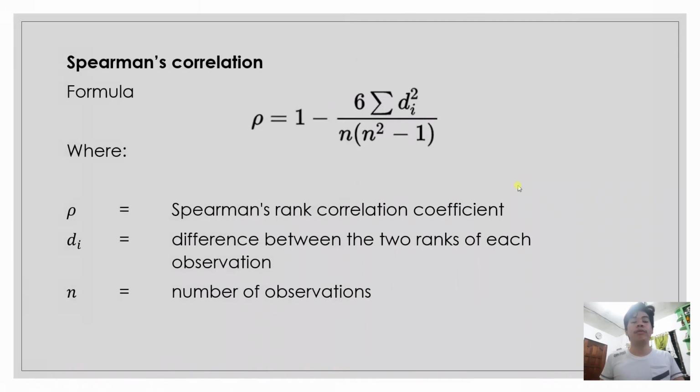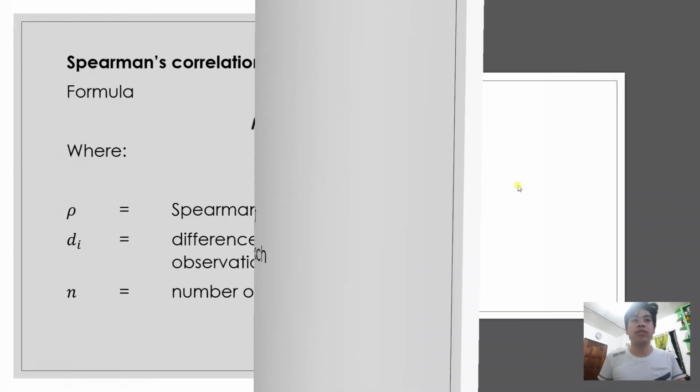The Spearman correlation formula is rho equals 1 minus 6 times the sum of d sub i squared, over n times n squared minus 1. The rho here is the Spearman rank correlation. The d sub i is the difference between the two ranks of each observation, the rank of x and the rank of y, and n is equal to the number of observations.